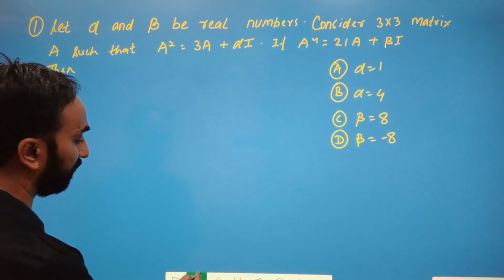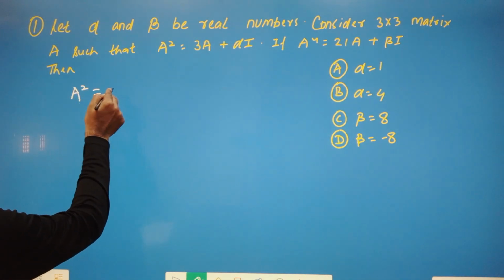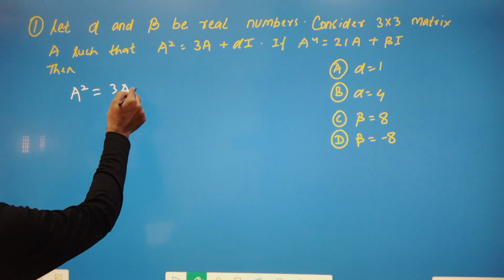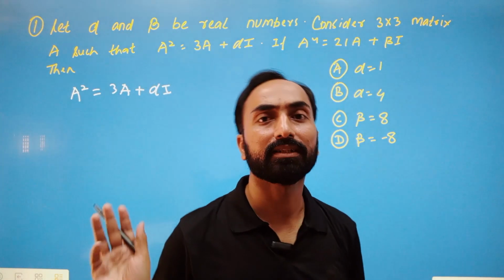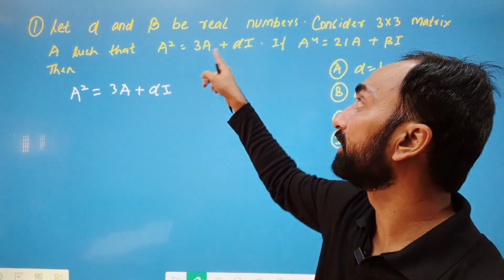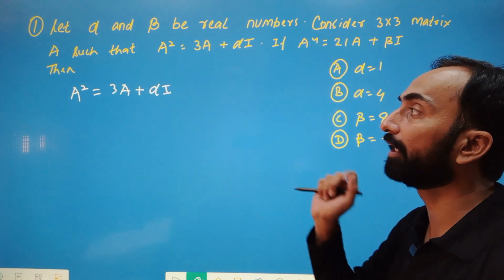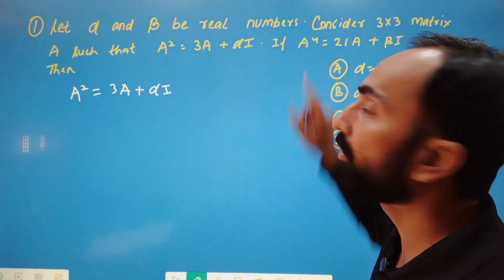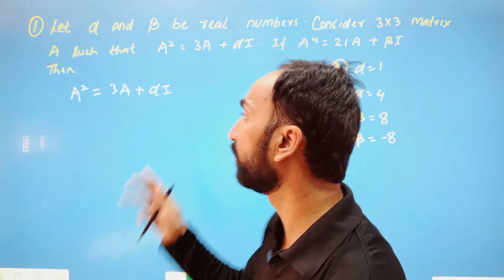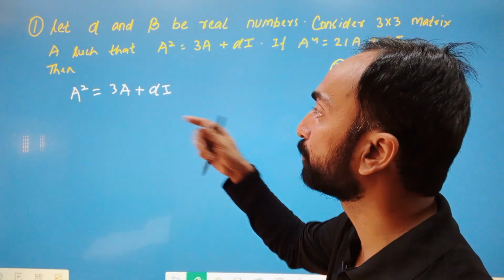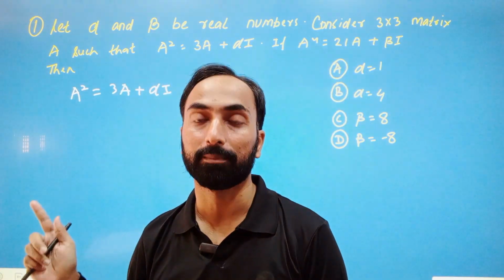So the first thing we will start with, we will write that A square is given as 3A plus alpha I, right? The first step I am doing is just writing whatever is given. A square is equal to 3A plus alpha I. Now the next step, because the value of A to the power 4 is also given, we will proceed to the next power, that is A to the power 3.